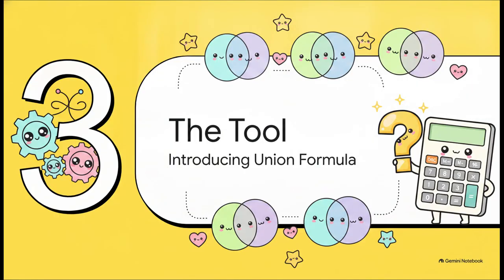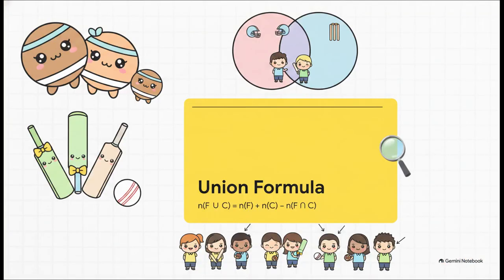Section 3. The tool. Introducing the union formula. Now, what's really interesting here is how elegantly the union formula handles our problem. It states that the total number of students in both groups combined, the union, equals the number of football players plus the number of cricket players minus the overlap. The overlap is the intersection, the students who play both sports. Why do we subtract it? Well, because if you just add the 20 football players and the 18 cricket players together, you are double counting the incredibly athletic kids who play both. They get counted once for football and then again for cricket. This formula helps us isolate that overlap so we only count those kids once.